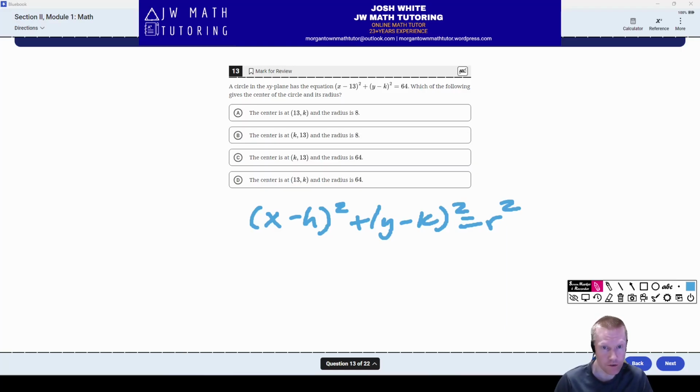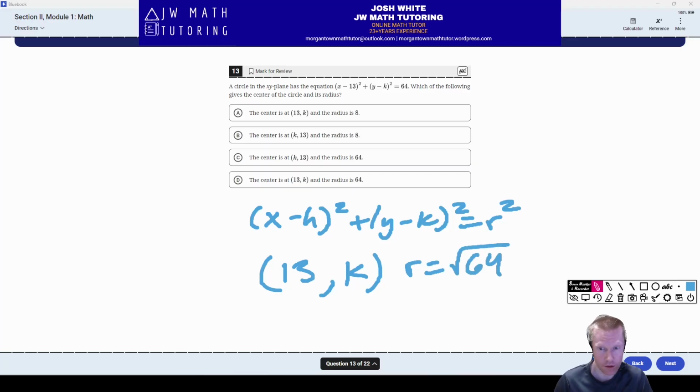So the h value in this is just going to be 13 for our center. The k value is, in this case, just actually the letter k. And the radius value is the square root of the number on the right, because the number on the right is r squared. Therefore, r is equal to the square root of 64, which is just equal to 8. So the correct answer for this one is going to be letter A, center 13 comma k, and radius equal to 8.